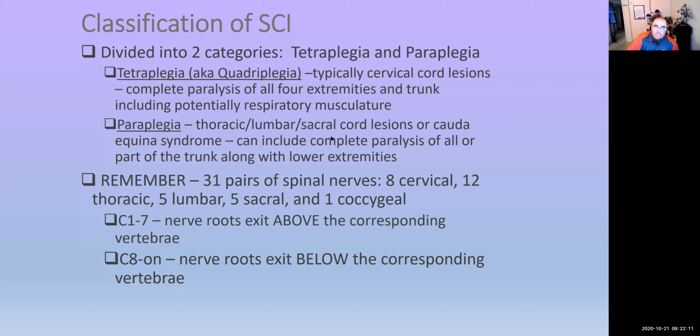Paraplegic. This is usually thoracic, lumbar, or sacral cord lesions. It usually means they lost their legs, right? They may have part of the trunk as well, but the main thing is their legs. So just remember that we have 31 pairs of spinal cord nerves, 8, 12, 5, 5, 1, and that the difference is C1 through 7, the nerve roots exit above. That's why we have that C8, and then the nerve roots exit below in the following ones.